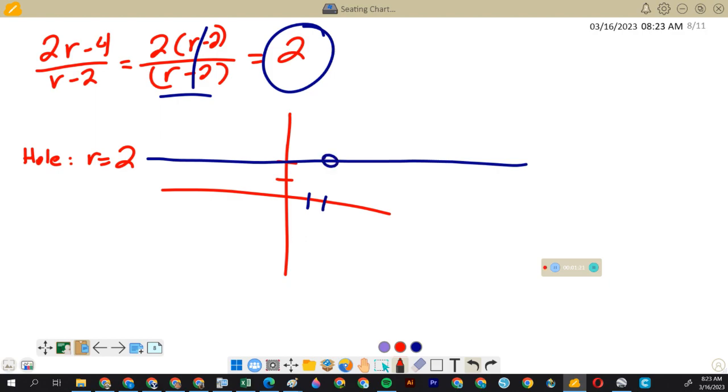So on page 3 of your assignment, we're on number 7. You need to draw a horizontal line at y equals 2, and then at r equals 2, or we could say x equals 2, there is a gap. So the only difference between this graph and this graph is the hole. Give you a second to do that.